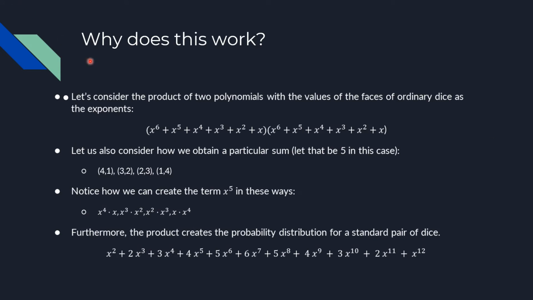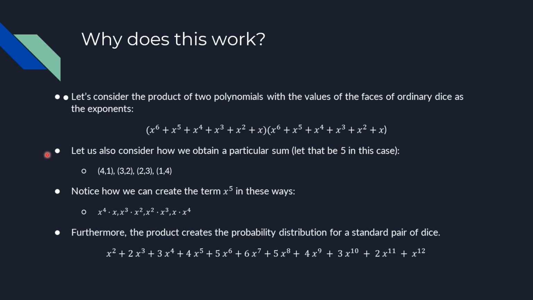So why does this work? Let's consider the product of two polynomials where the values of the faces of an ordinary die are represented as exponents. And we have a pair of dice here. So we have x to the 6th, x to the 5th, x to the 4th, x to the 3rd, x squared, and x. And those are all added together. And since we have a pair of dice, we're going to multiply it by the same expression, the same polynomial. I'll explain why we set it up this way in a minute.